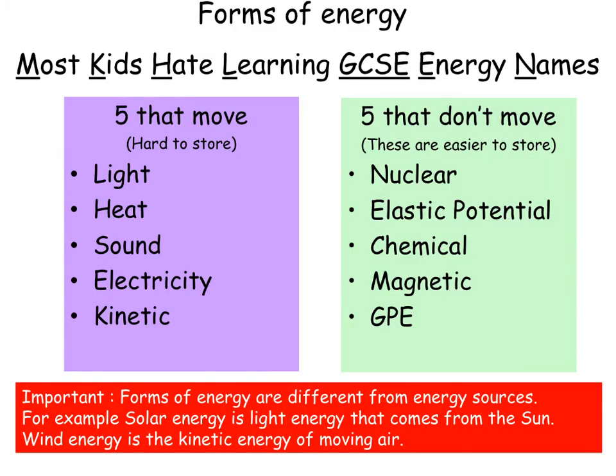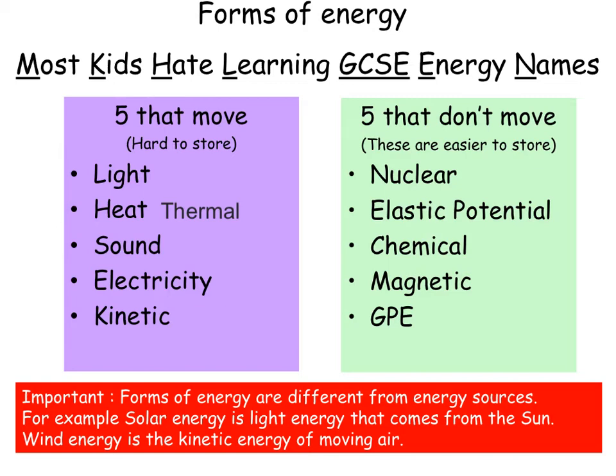As we look at forms of energy now, this is P1.2. There's a really useful saying that might help you remember the forms of energy, and that's most kids hate learning GCSE energy names. With this, you just take the first letter from each of those words to give you the form of energy that it refers to. So you see that for the first of all, you've got the M, which corresponds to magnetic, and so on. The only one that's slightly different is that you've been given H, which stands for heat, but the best word to use there is actually thermal. So thermal is actually a better word to use rather than heat. In terms of the heat energy, thermal energy is better.